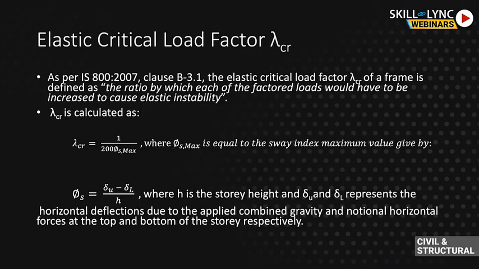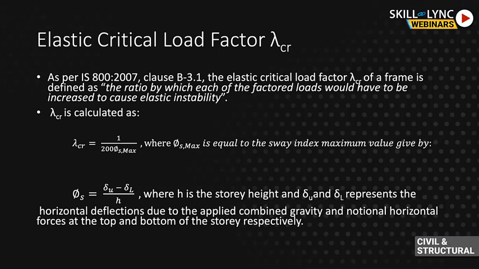So what is the elastic critical load factor, lambda crit? How do you calculate it? As per IS 800-2007, clause B 3.1, this is the elastic critical load factor of a frame. It is defined as the ratio by which each of the factored loads would have to be increased to cause elastic instability. And this is the formula, which is 1 divided by 200 phi S max. Phi S max is referred to as the sway index maximum value.